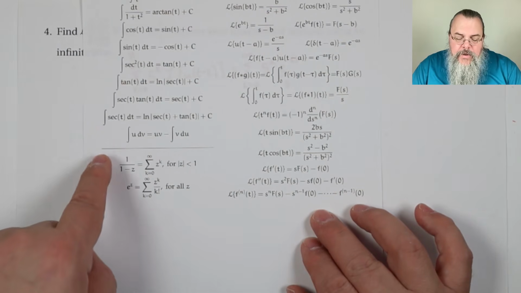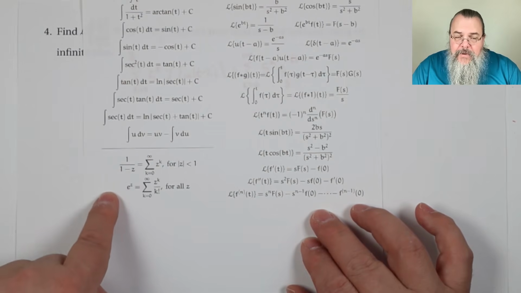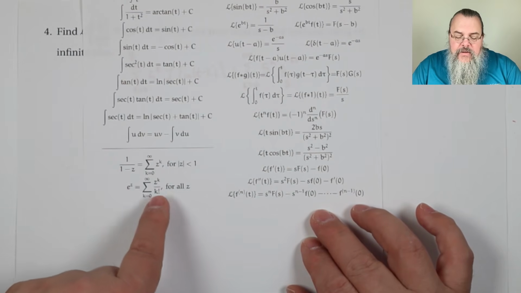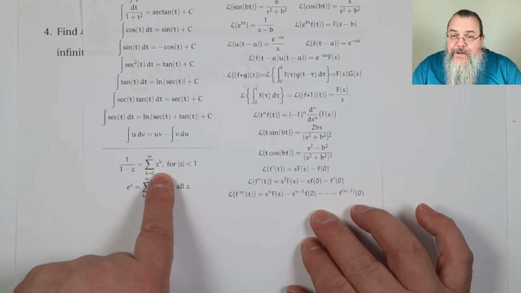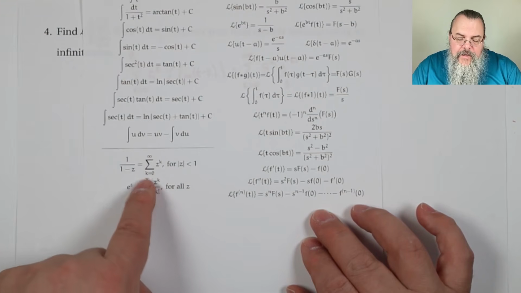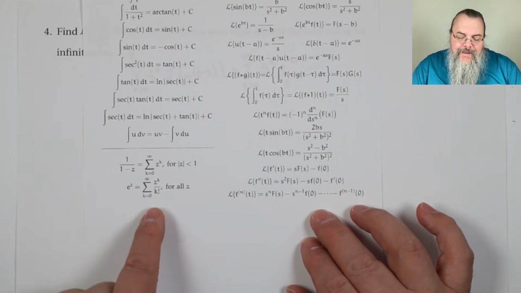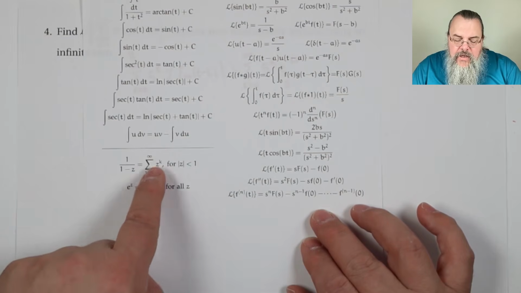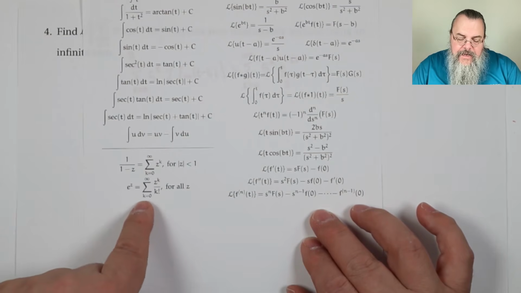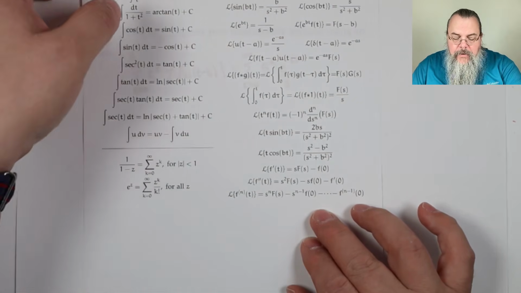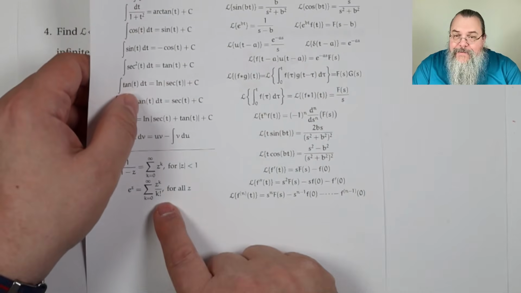Now there's what we call geometric and exponential. Geometric says if you're adding up something to the k power from 0 to infinity, 1 over 1 minus the something. The exponential says something to the k over k factorial. You add it up from 0 to infinity, you get e to the z. Now, notice what we don't have.